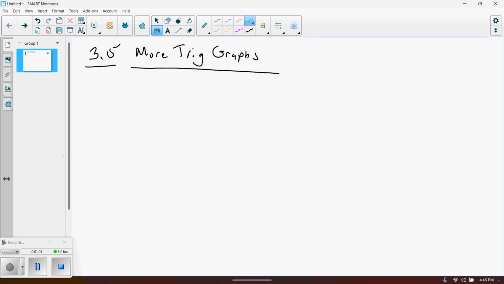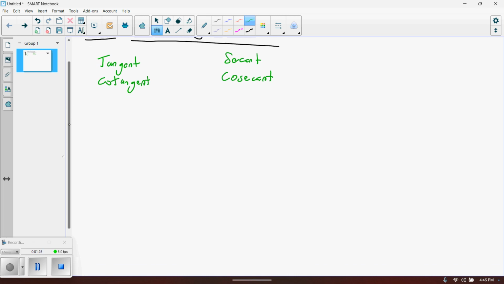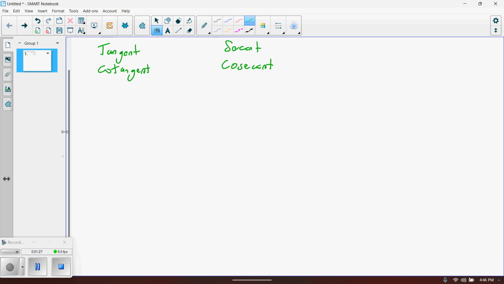So we're going to group this into our tangent and cotangent, and then we are going to do our secant and cosecant. So let's start off with tangent and cotangent. Tangent, I like to start off with because it is really the third of the three primary trig functions that we're used to dealing with. Usually it's sine, cosine, and tangent. So let's take a look at what a tangent graph looks like.